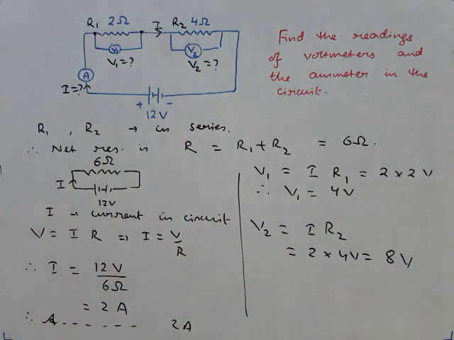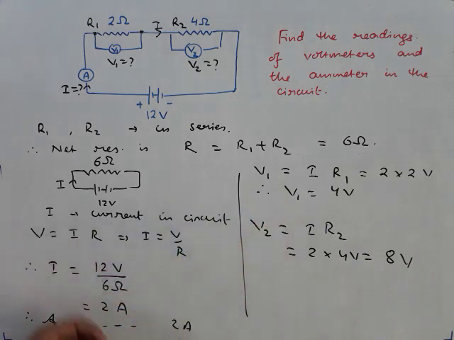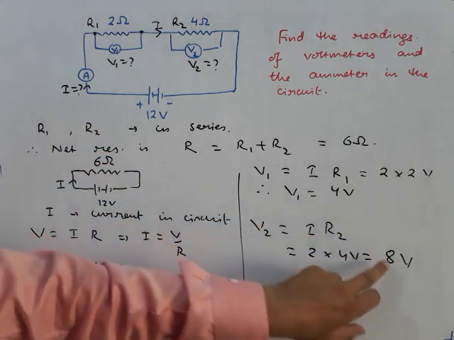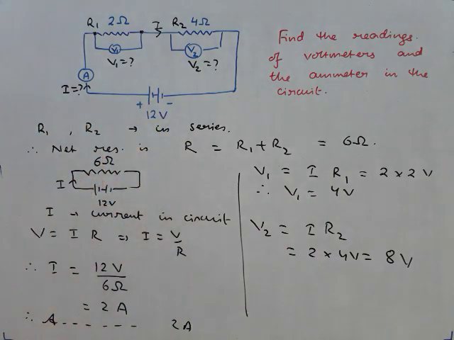That is the answer. And so to check, V1 plus V2 is equal to the total potential difference: 4 volt plus 8 volt, and that must be equal to 12 volt. That means our answer is correct. Okay.